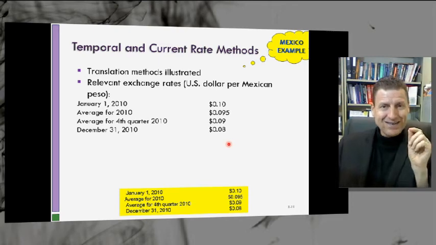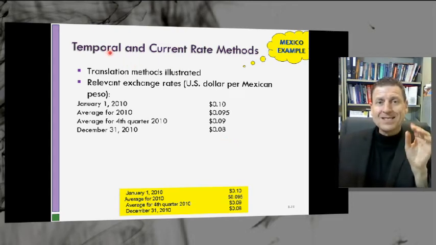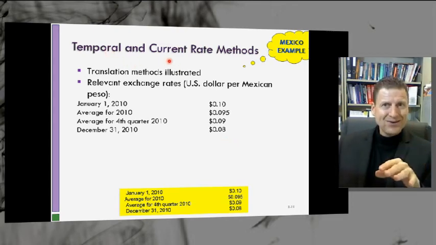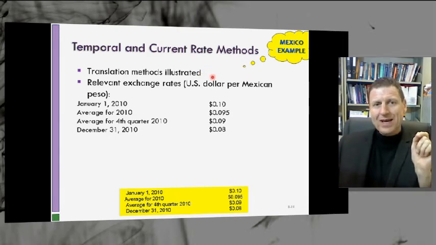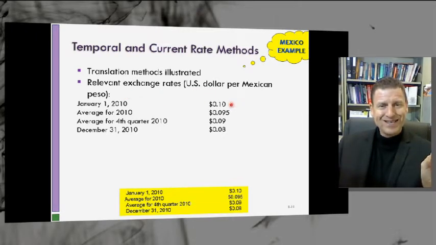Aha, so now let's have a look at the temporal and current rate methods for our Mexico example. So what have we got here? We have the relevant exchange rates, US dollar per Mexican peso. At the beginning of the period, it was 10 cents. At the end of the period, it's 8 cents. So the question is, did the Mexican peso appreciate or depreciate? You're right. Yes, it depreciated.